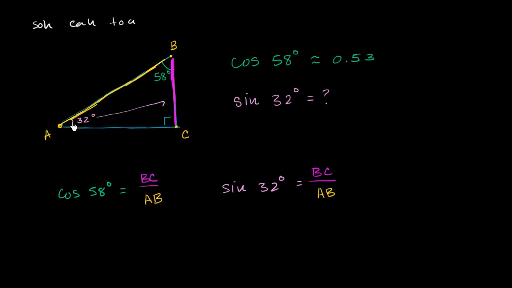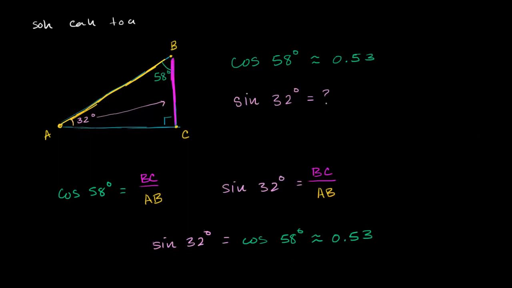Or another way of thinking about it, the sine of this angle is the same thing as the cosine of this angle. So we could literally write the sine of 32 degrees is equal to the cosine of 58 degrees, which is roughly equal to 0.53. And this is a really, really useful property. The sine of an angle is equal to the cosine of its complement.